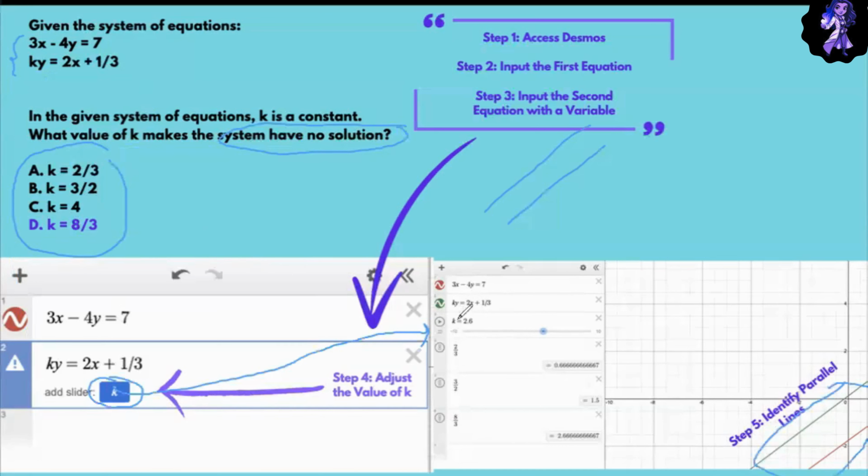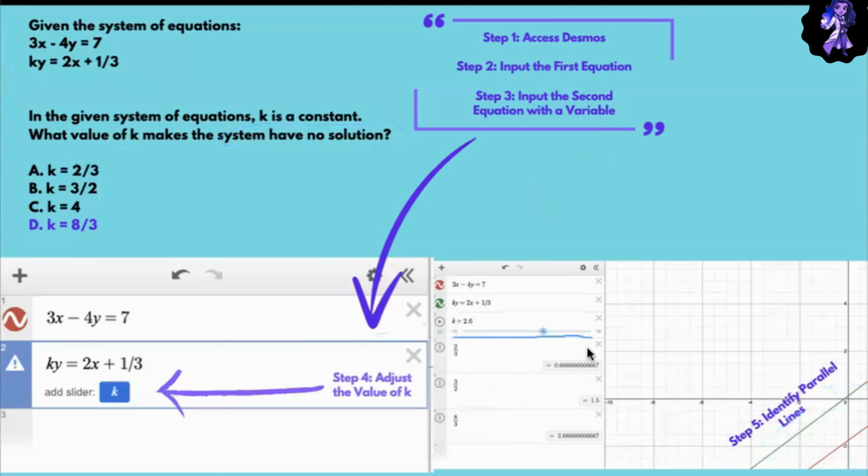Now I understand that this is in decimal form, so I went ahead and I clicked enter and typed in 2/3, 3/2. I know what the value of 4 is, and 8/3 to get rough estimates of what it would be in decimal form. And the reason why I did that is because I know that when I move my cursor for k, I have to find a value that is going to be parallel, and I know that value is going to be in decimal form, so I'm going to match it up with one of these since the question only gives it to me in fraction form.